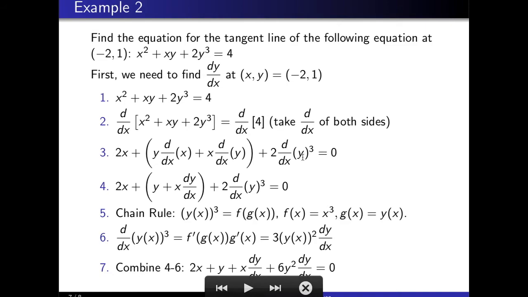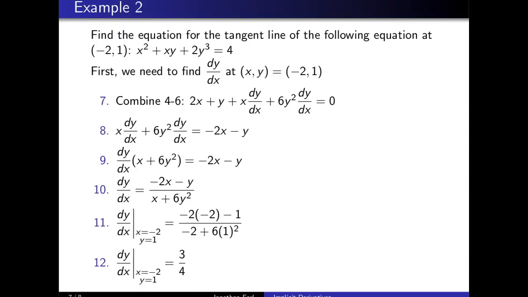Okay, so derivative of y cubed, we have our function composition. So our outer function is x cubed, our inner function is y. Okay, so from our chain rule, we get our f prime of g times g prime. F prime is 3x squared, so we get 3y squared times our dy by dx. And when we put everything back together, we get that our expression becomes 2x plus y plus x dy by dx plus 6y squared dy by dx. And now we're going to isolate for dy by dx.